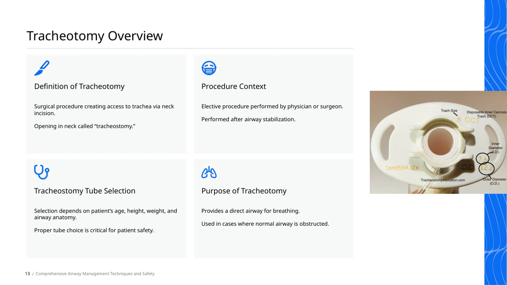Typically, the tracheostomy tube is selected during an elective procedure, which is performed by a physician or surgeon once the airway has been stabilized. This is an important step, as it allows for a controlled environment to create the opening safely. Now, talking about the procedure itself, it involves a surgical approach where an incision is made in the neck to access the trachea. The opening created in the neck is called a tracheostomy, which then allows for placement of the tube directly into the trachea.